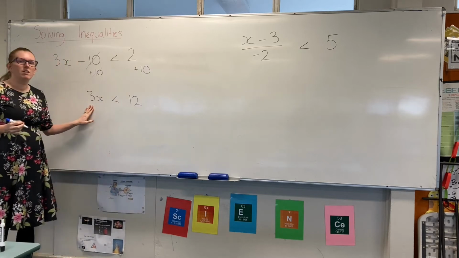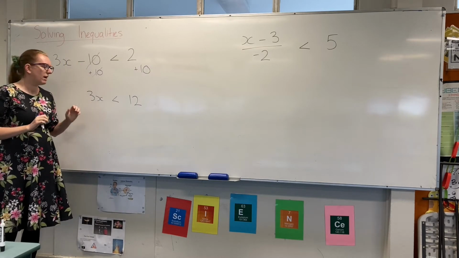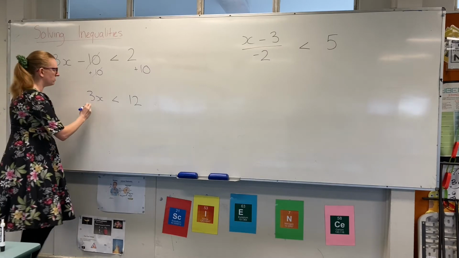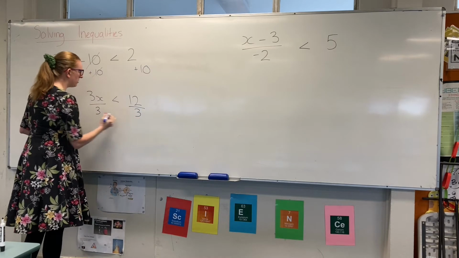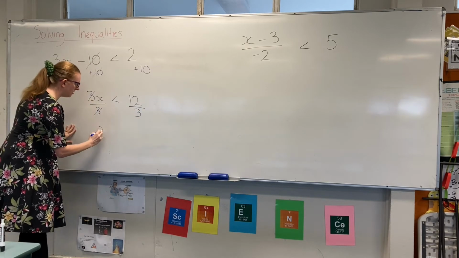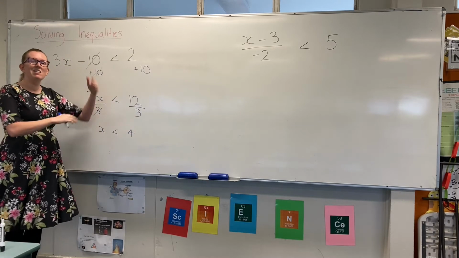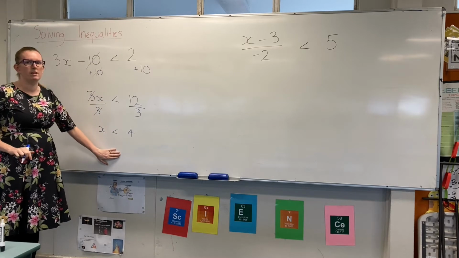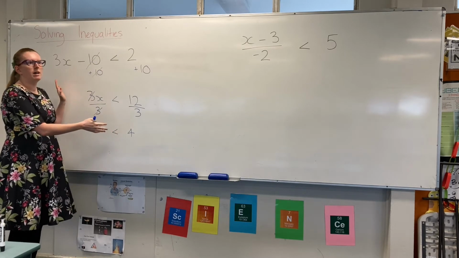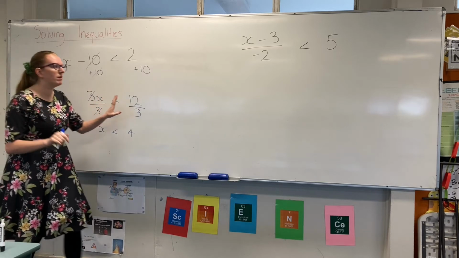Okay. Now, I want to get x on its own. 3 and x are married together. How do I break them up? I have to divide them. So divide by 3, divide the other side by 3. They've cancelled out. So x is less than 4. See how nothing changed? We just pretended that that was an equal sign because the certain thing that happens that changes the symbol didn't occur. However, it will occur over here.